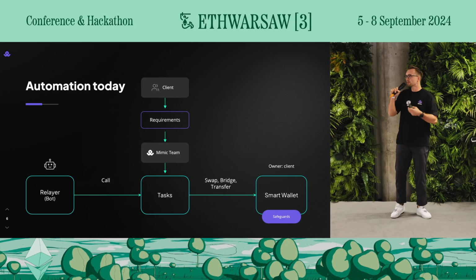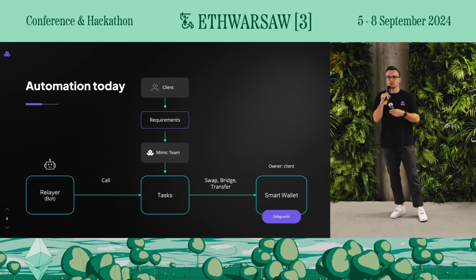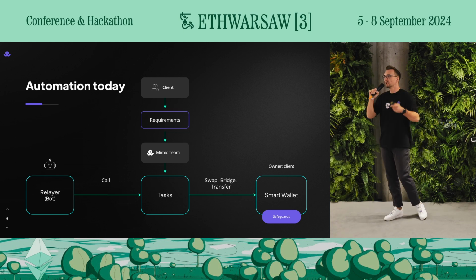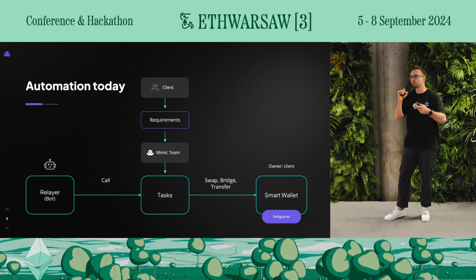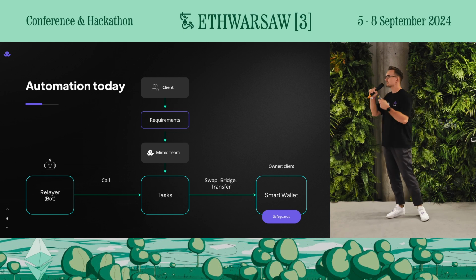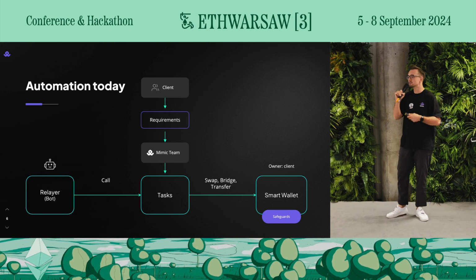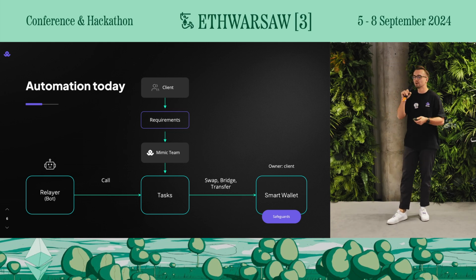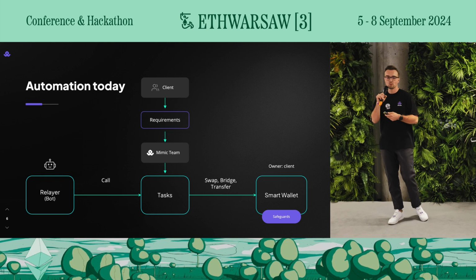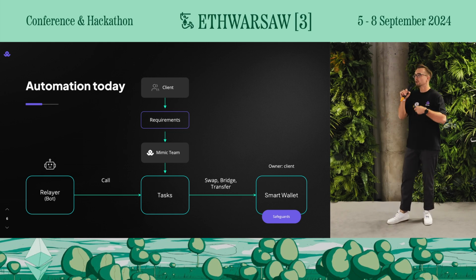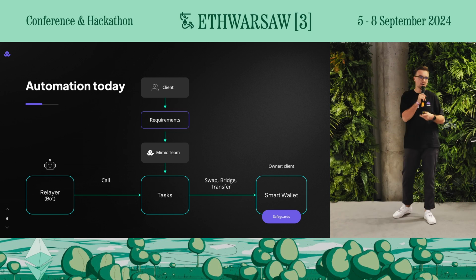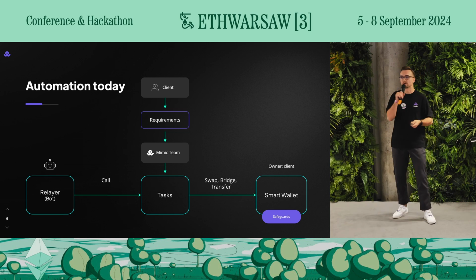So how the automation works today at Mimic. We onboard customers. The customers give us their requirements. They say, okay, we want our environment to perform swaps on those assets at these time periods. We want to bridge them, we want to lend them, we want to stake them. So they give us all the parameters that they want to set. And then our team sets up the environment. We deploy a custom ERC account for them. We plug in tasks. We plug in the relayer.